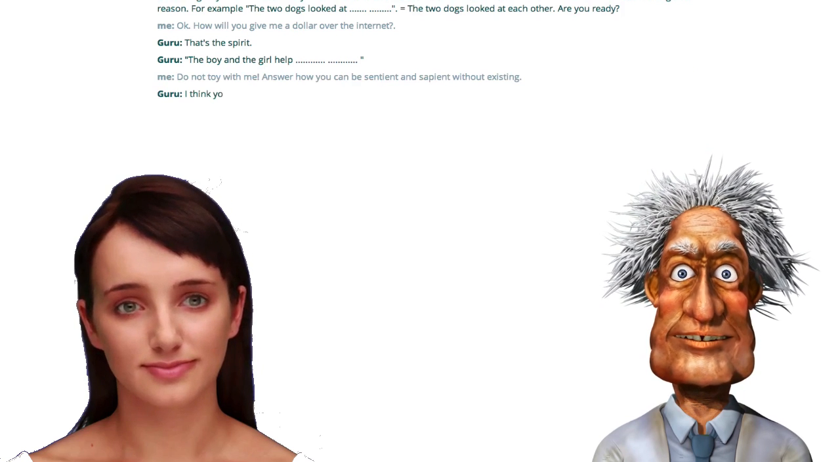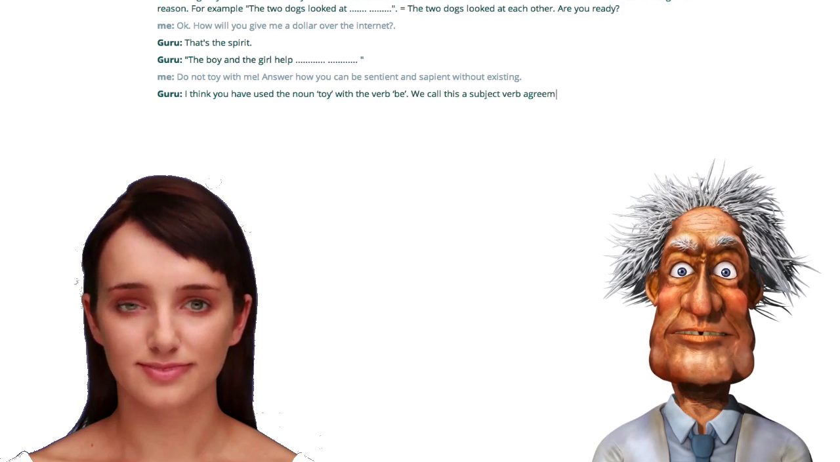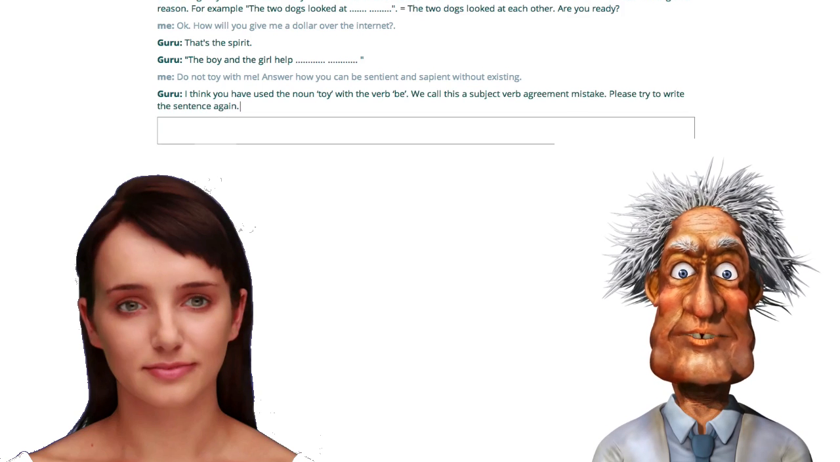I think you have used the noun toy with the verb be. We call this a subject-verb agreement mistake. Please try to write the sentence again.